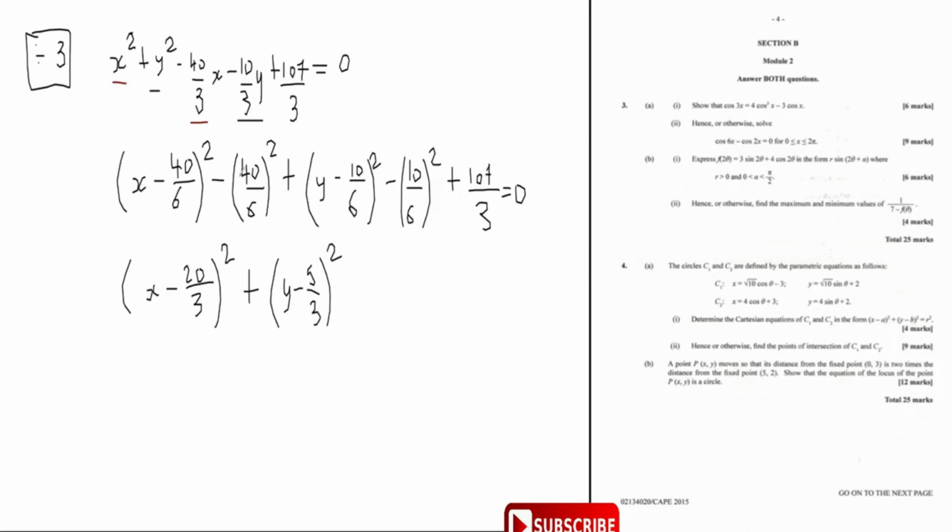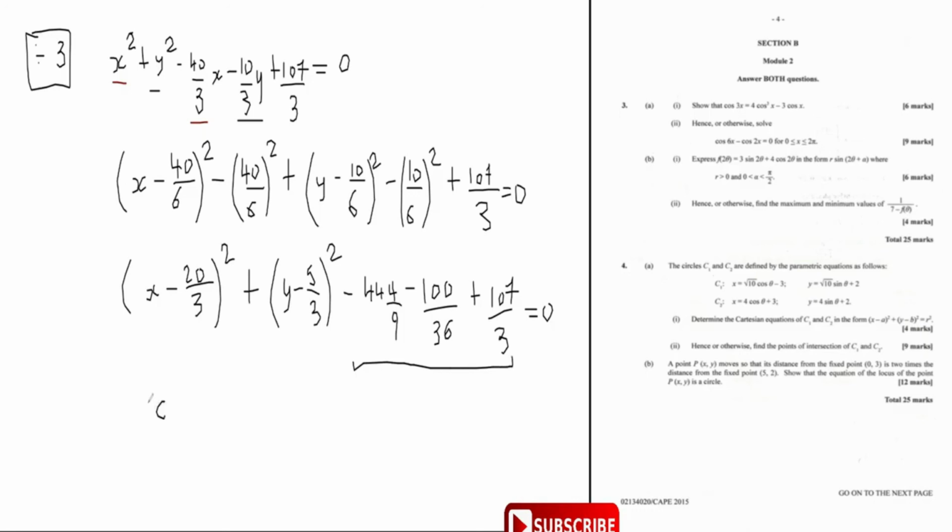Then I have this minus 40 over 6 squared, this part right here works out to be minus 44 and 4 over 9. Then this part right here works out to be minus 100 over 36, all right? And then plus 107 over 3. So all I need to do now is add up these three terms, and we're good. So let's add up these three terms and see what we get.